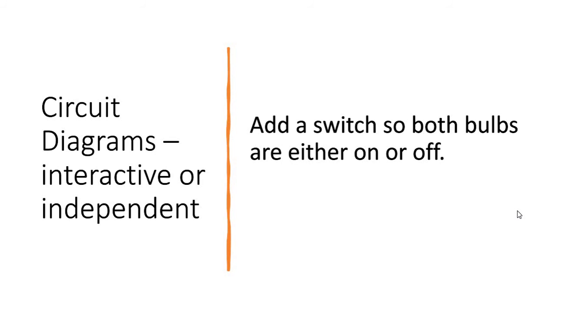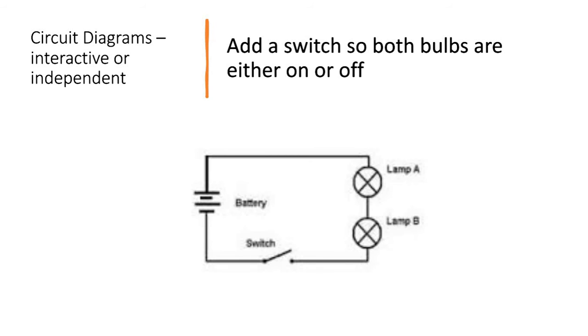Okay, how did you get on? Does it look something like this? In my diagram, I've got lamp A and lamp B and a battery, and I've got a switch which is open, and that means that my bulbs will not be lit. They will be off because the circuit is not complete. Let's try another one.